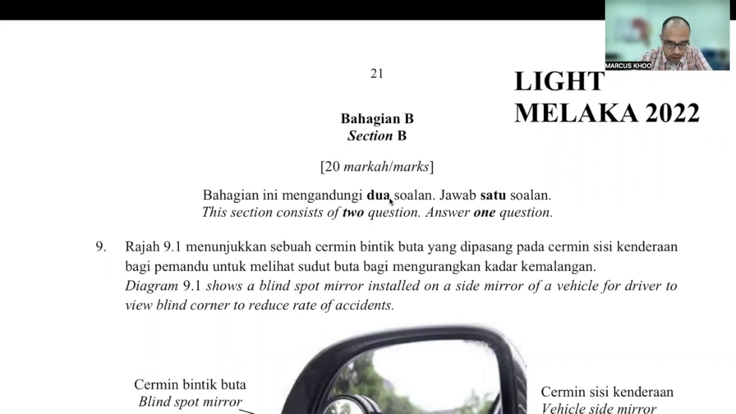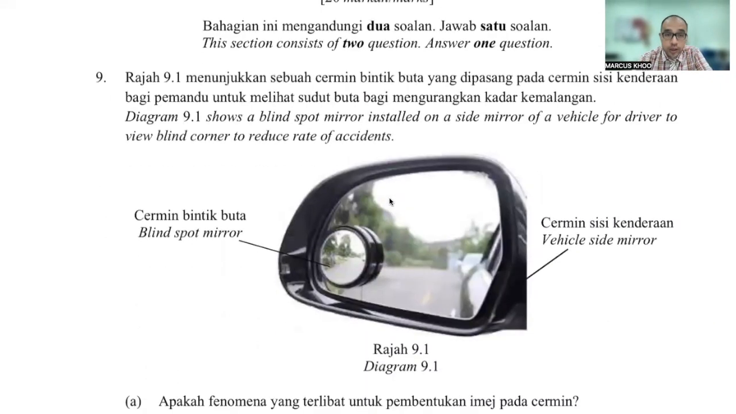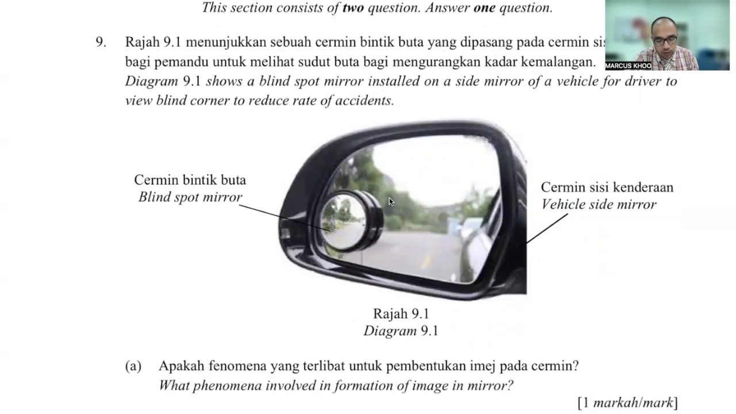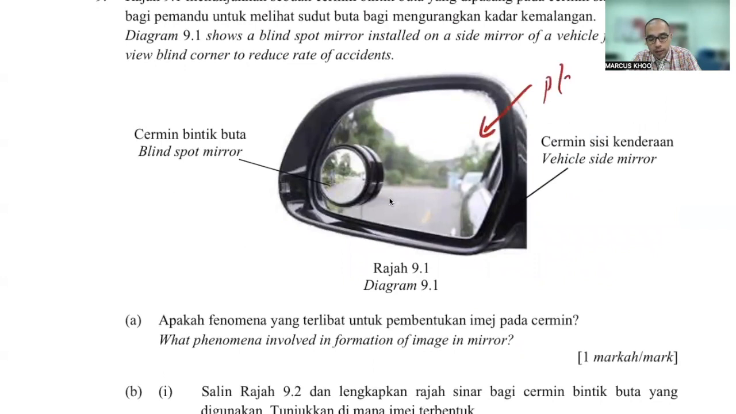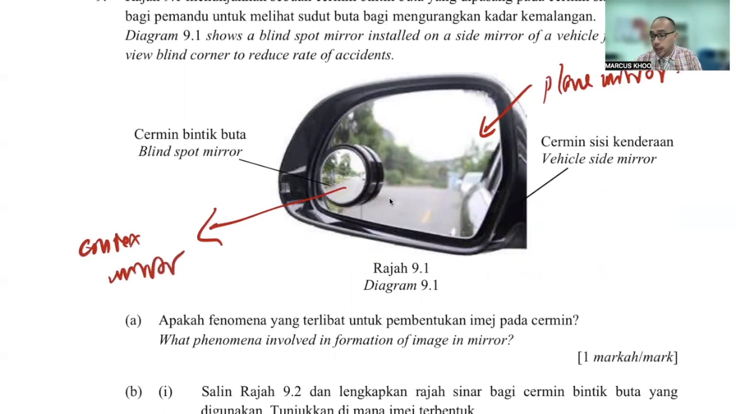So in this first question, we get this situation where 9.1 shows a blind spot mirror installed on the side mirror of a vehicle, for the driver to view the blind corner to reduce the rate of accidents. The significant difference between the vehicle side mirror and the blind spot mirror is that the vehicle side mirror is a plane mirror, whereas the blind spot mirror is a convex mirror. And the convex mirror usually has a very important function.